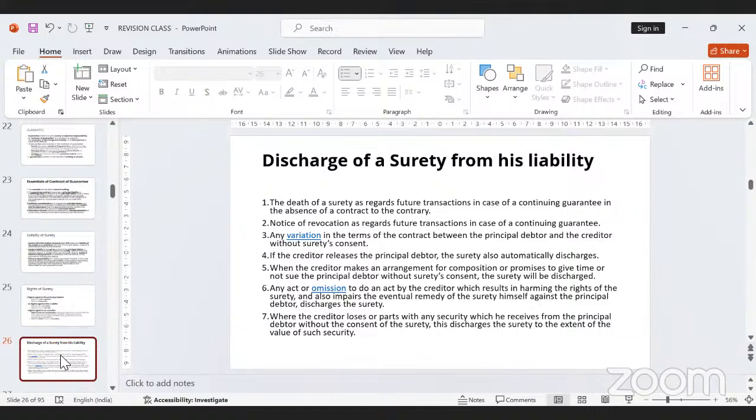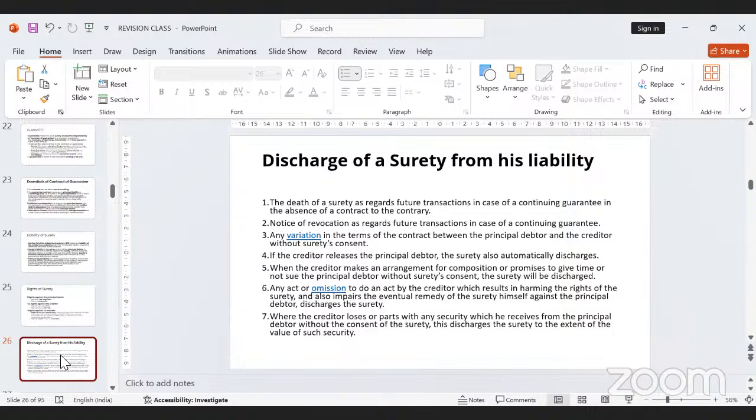Okay. Next thing is, when can a surety be discharged from his liability? Right? But till what time does the liability of a surety continue? This is important. Death of surety, right? The moment of death of a surety will discharge a surety from all the future liabilities. Whatever has happened in the past, he will be liable for, or his legal representative. But in future, for a continuing guarantee or future transactions, the surety would be discharged.